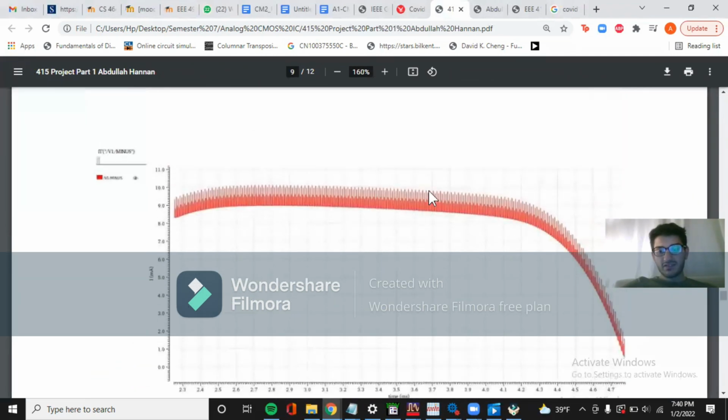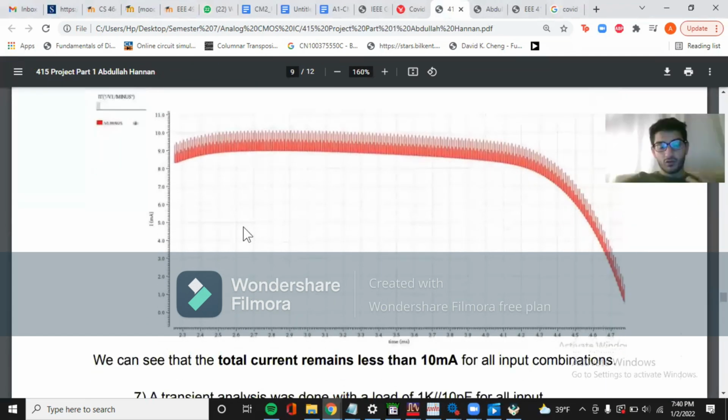That was the requirement of this design. And finally, this is the plot for the total current of the digital to analog converter as all of the combinations are changed and visited. As you can see, the total current remains less than or is limited by 10 milliamps for the whole design. So this also fulfills the requirement of 10 milliamps total current.